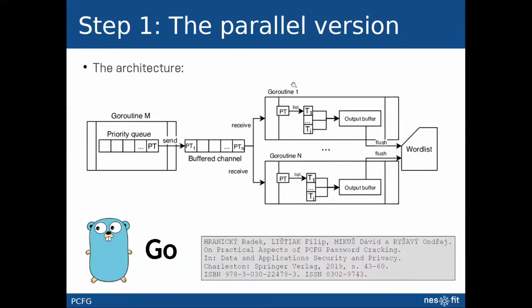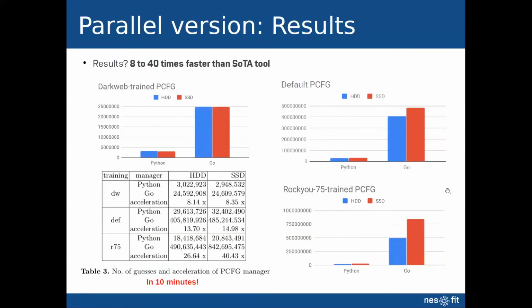they proceed to 1 to n goroutines, where n is selected to respect the number of processor cores available on the given machine. Each of these goroutines takes a preterminal from this channel and generates all possible password guesses from it. Then through an output buffer, it's flushed to the output, to some wordlist or possibly some password cracking tool. This idea was presented in a paper called "On Practical Aspects of PCFG Password Cracking" at the DBSec conference in Charleston, USA. The results were pretty nice.